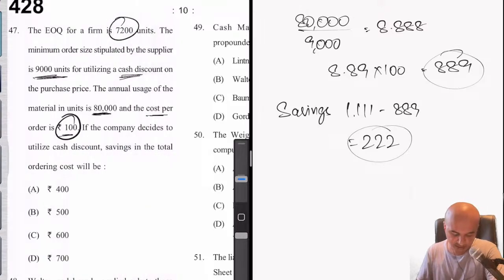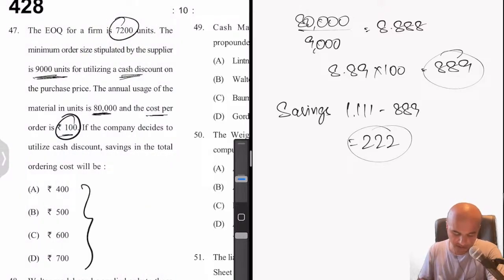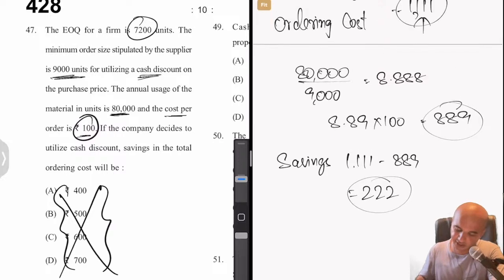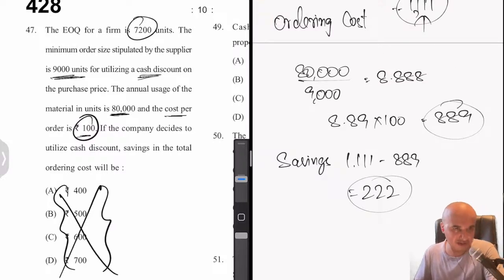And if you look at the answer options, none of them is correct. In the guideline answers, you can check it out. The institute has mentioned that all of these options are incorrect. So the correct option would be 222 rupees. That is what it would result in.